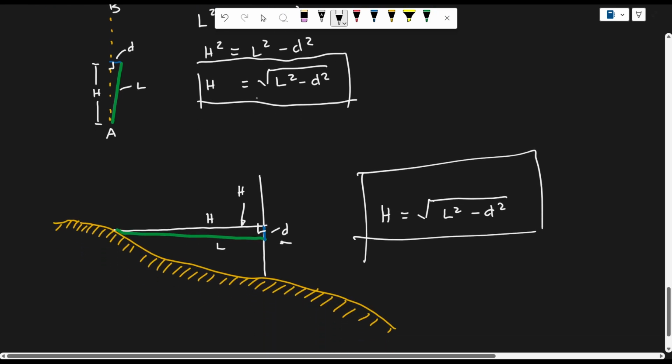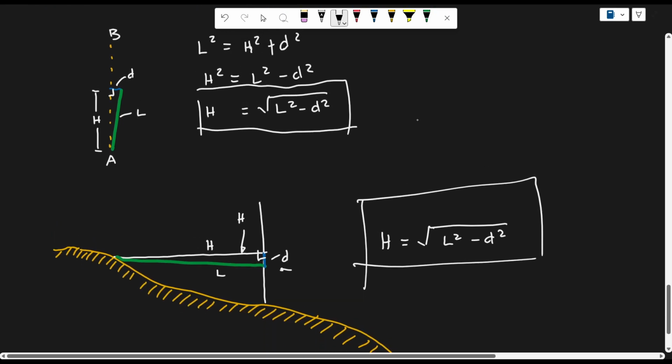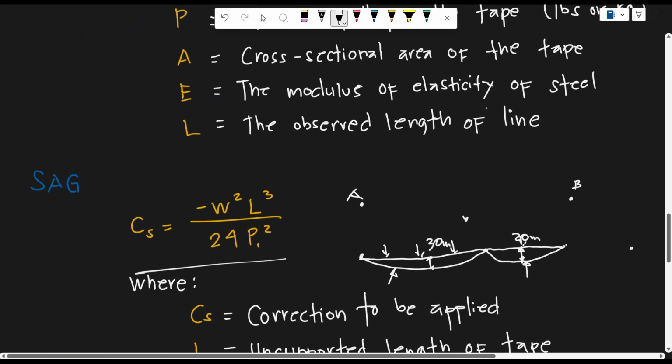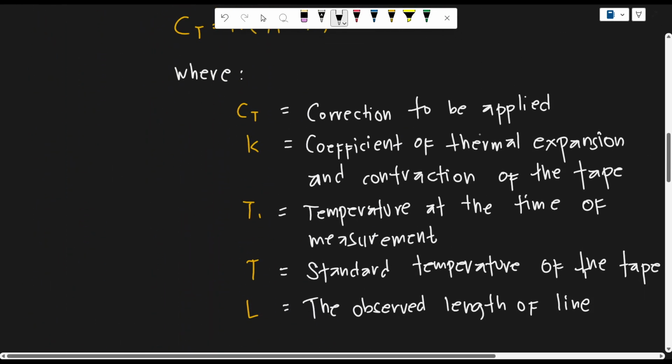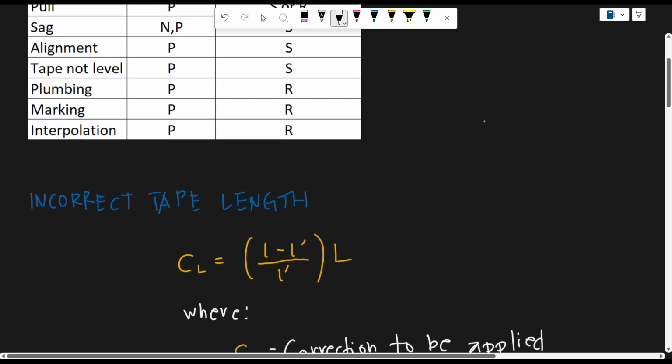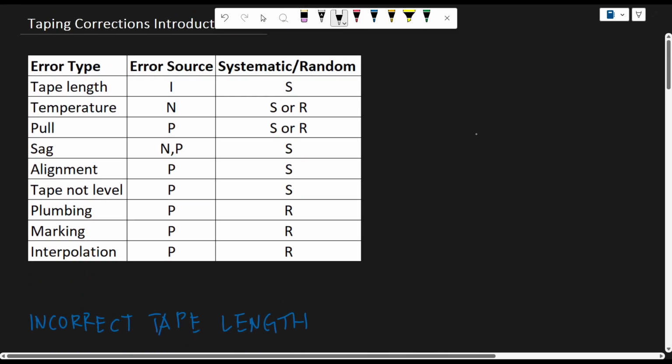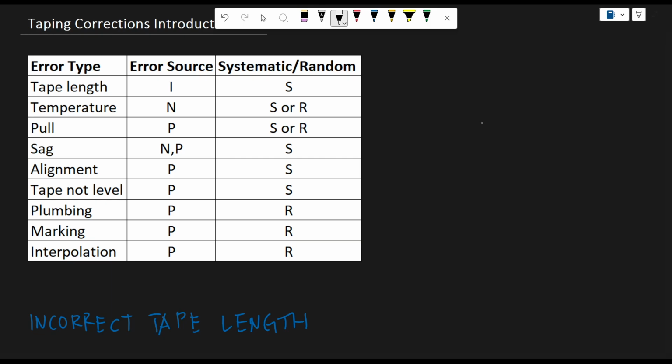Okay, so that is it for this introduction. So I've shown to you the different types of errors and the different formulas that we can use to correct for the systematic errors. So in the next videos, we will discuss some problems and we will solve them using these formulas.